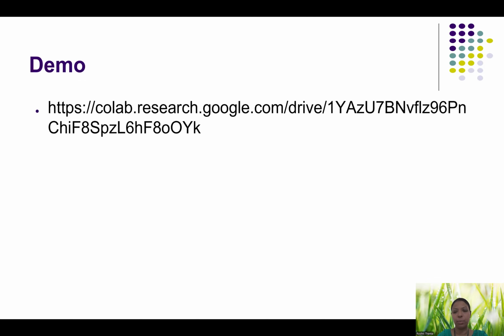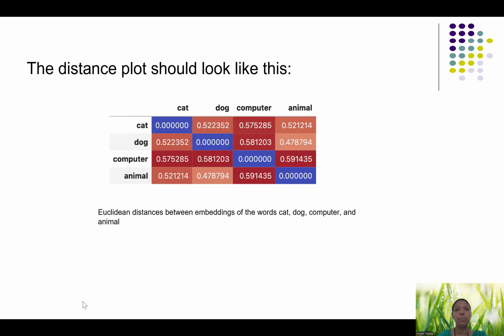Before we go to the examples, here is a matrix which shows the distance between cat and cat, which is zero, right? Similar. Cat and dog, the similarity is 0.5. Similarly, you can find the difference.